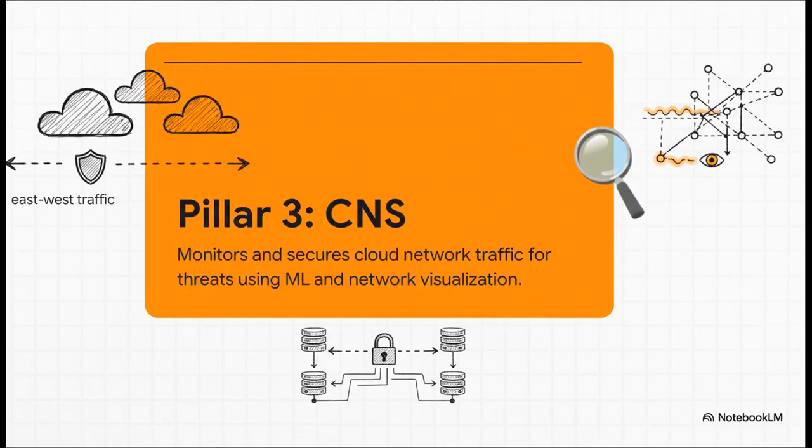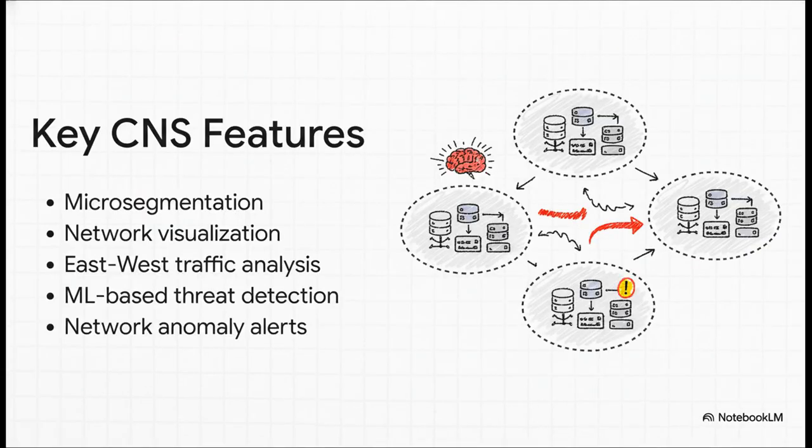Pillar 3 is all about Cloud Network Security, or CNS. This part focuses entirely on the communication that's happening between your cloud resources. It's designed to light up what we call east-west traffic, the internal chatter between your applications. This is a classic blind spot for security teams. Once an attacker gets in, they can often move around freely, and traditional defenses at the edge won't even see them. So CNS is all about giving you control and intelligence over that internal network.